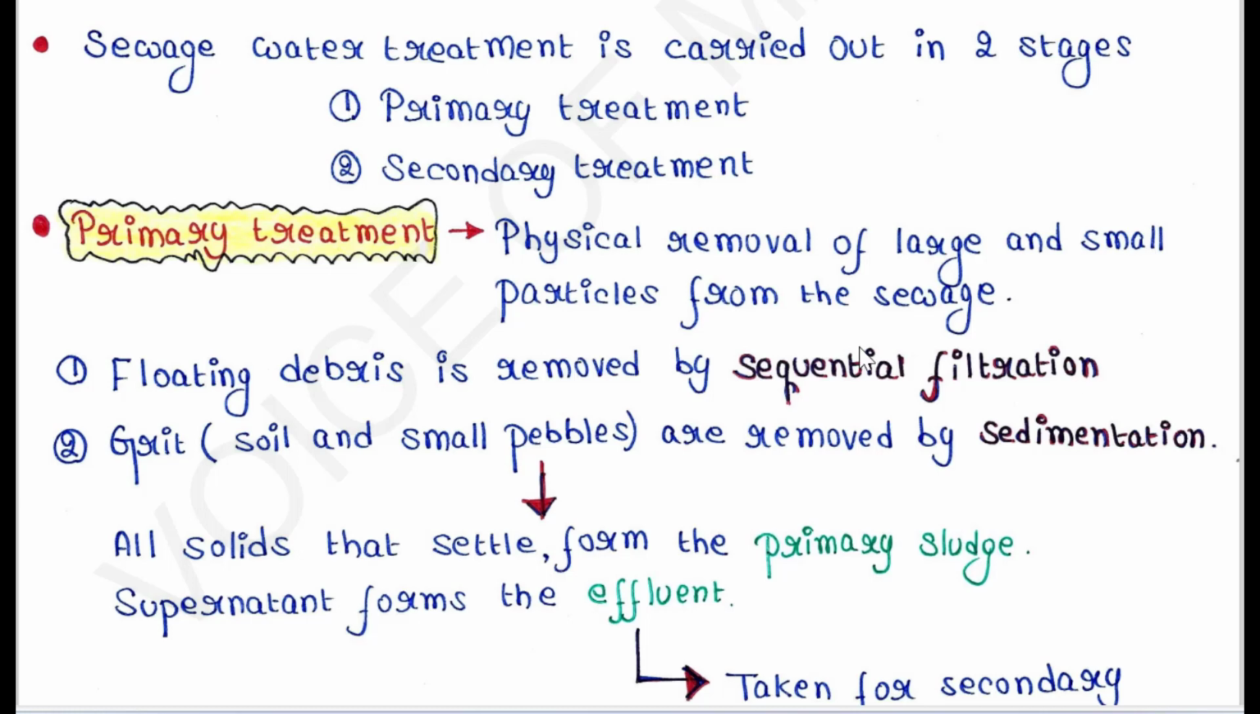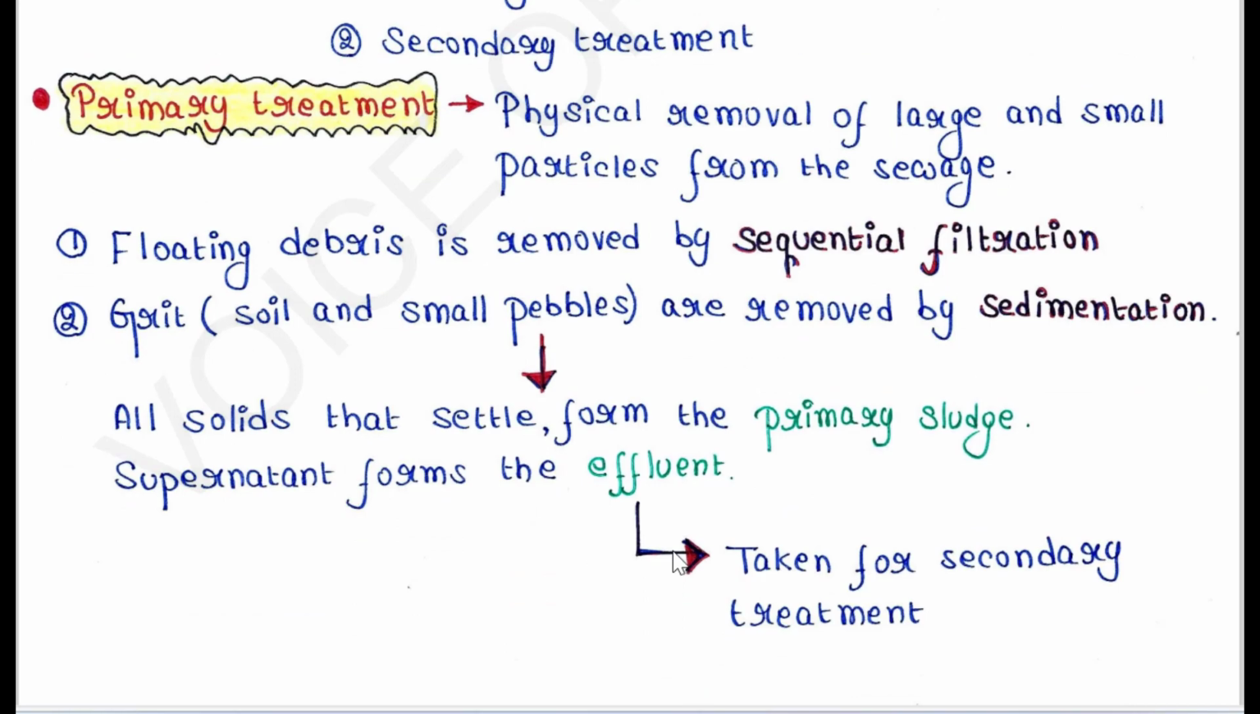Then, grit, that is soil and small pebbles, are removed by sedimentation. That means the soil and small pebbles settle down at the bottom. All solids that settle form the primary sludge, and the supernatant forms the effluent. This effluent is taken for secondary treatment.